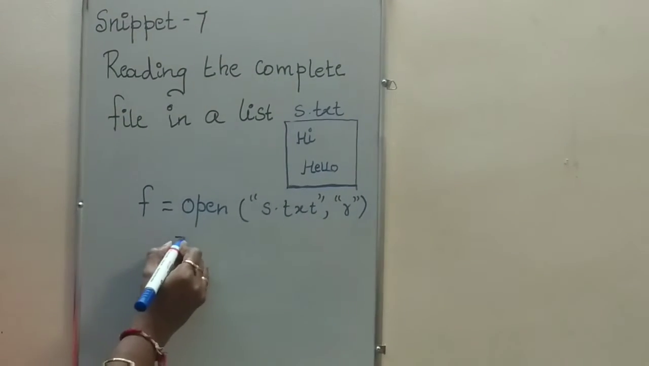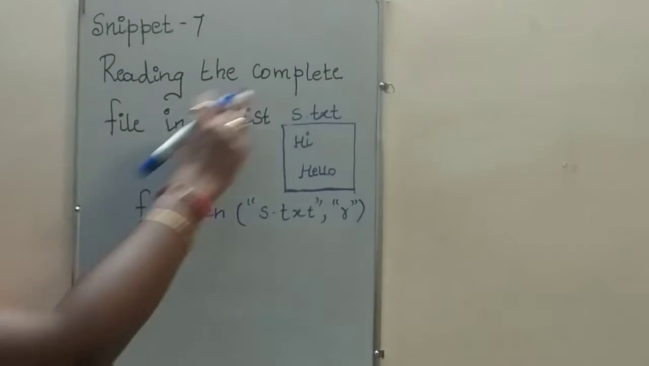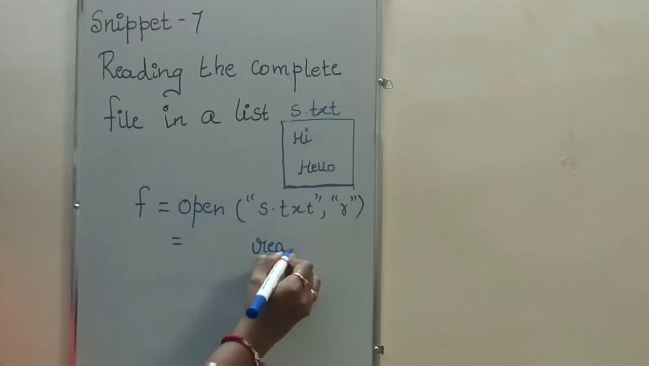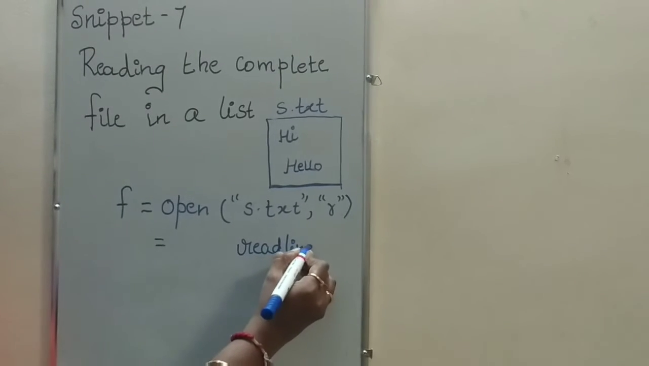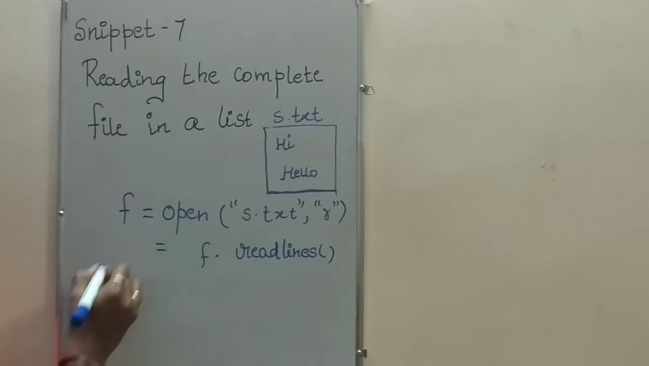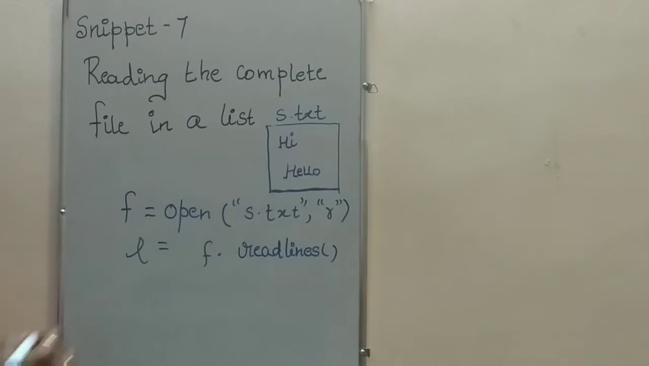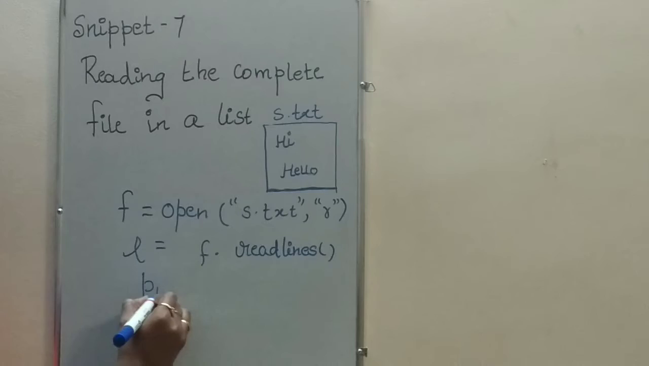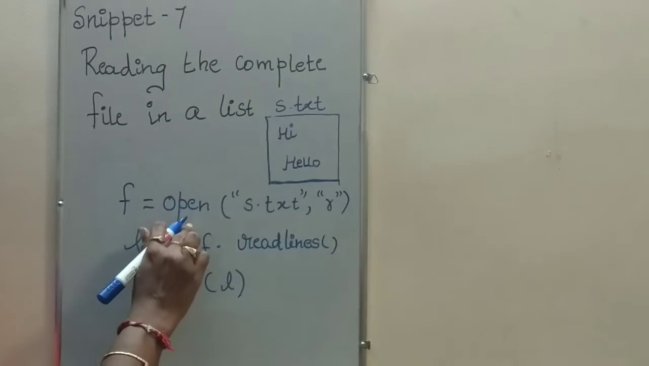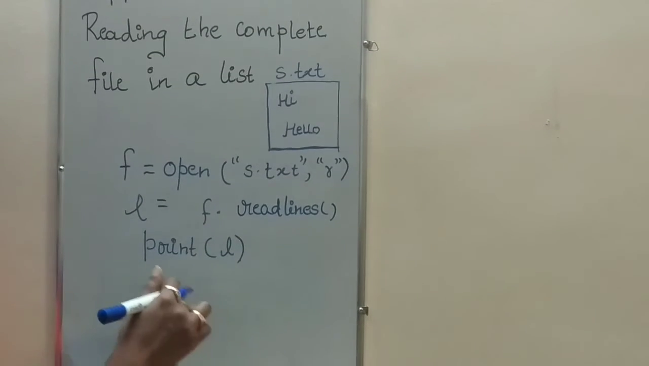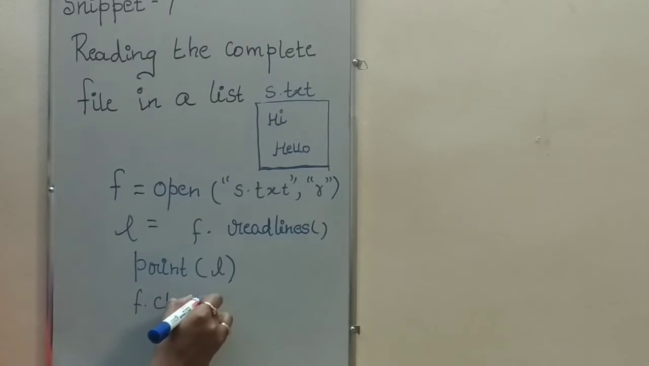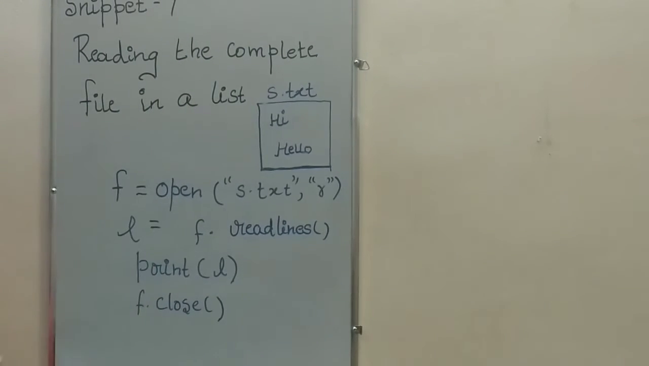Next, here I am going to use the readlines method to read the complete file and store it in a list. So which method are we going to use? The readlines method. Using the file handle only, you can read that file and store it in a variable L. Now print the content using the print statement, print of L. And then you are using an open method, so it is mandatory to close the file. F.close method will close your file.